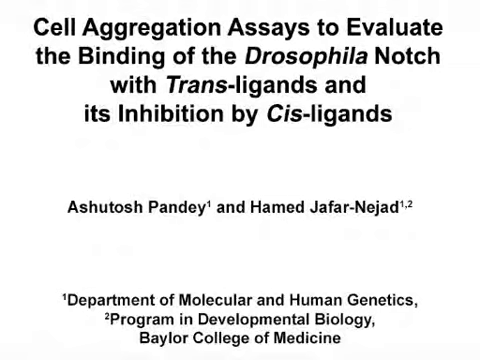The overall goal of this aggregation assay is to assess the binding of Notch receptor with Trans-Ligands and its inhibition by Cis-Ligands. This method can help answer key questions: how a genetic or pharmacological factor affects the binding of Notch receptor to its ligand and alters the signaling.